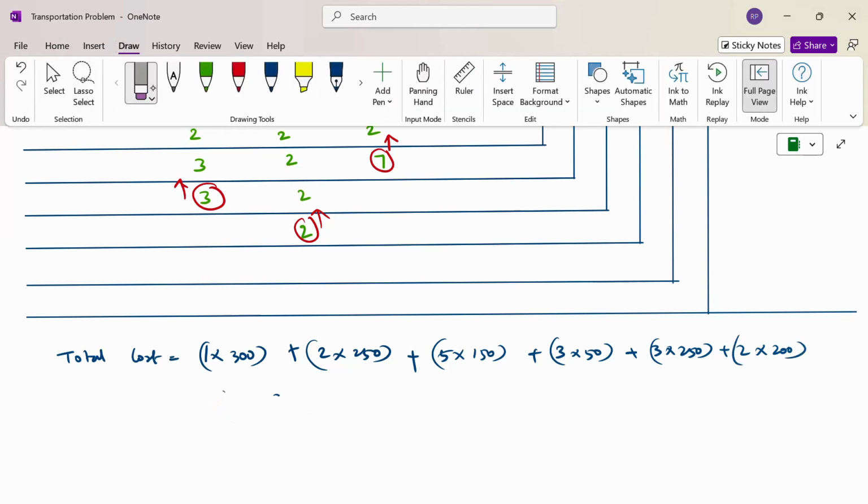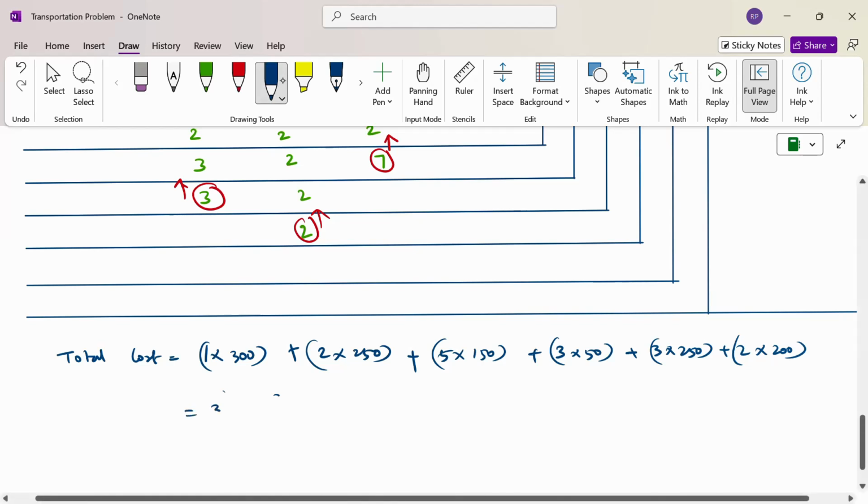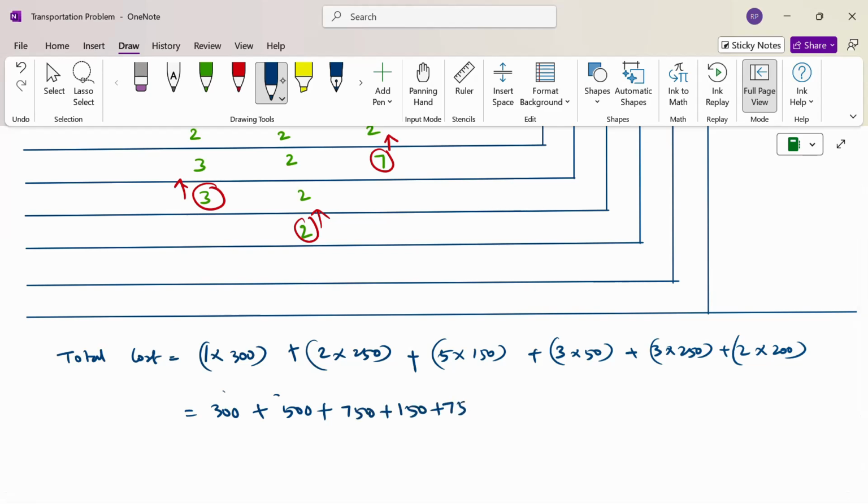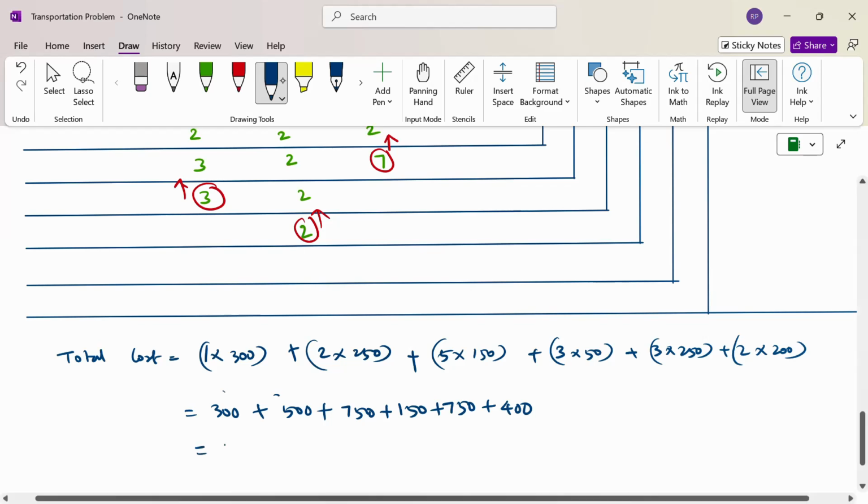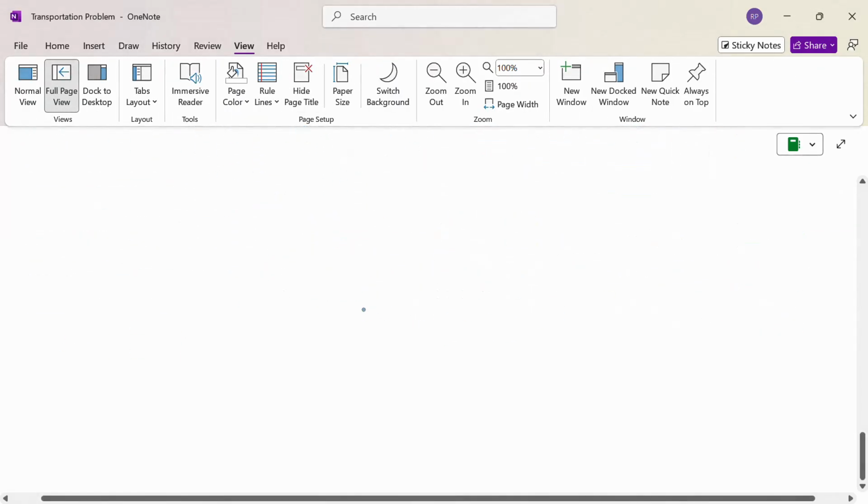So now the value: 300 plus 500 plus 750 plus 150, then 750, 400, so 1500, 1900, 800, so this is 1500, 1900, 2850. So what is the value for this problem?